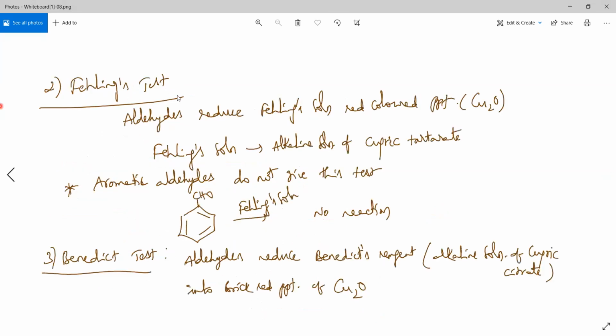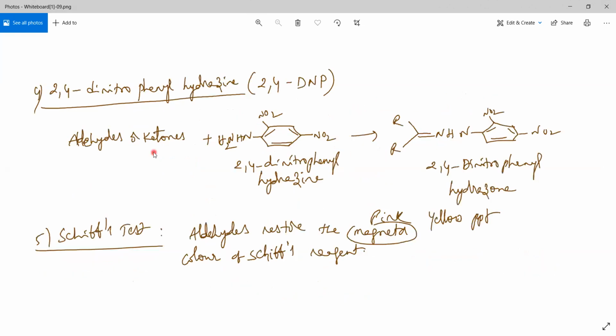Next, Fehling's solution. Aldehydes give a red colored precipitate. And Benedict's solution: aldehydes give a brick red precipitate. Fehling's solution gives red colored, and the same aldehydes will give a brick red precipitate with Benedict's solution. But aromatic aldehydes do not give Fehling's test. Then 2,4-DNP. 2,4-DNP is used to identify both aldehydes as well as ketones. That means it gives a characteristic reaction with carbonyl compounds.